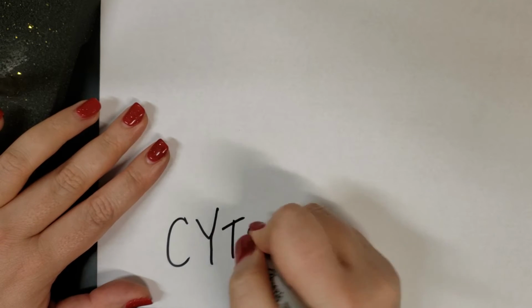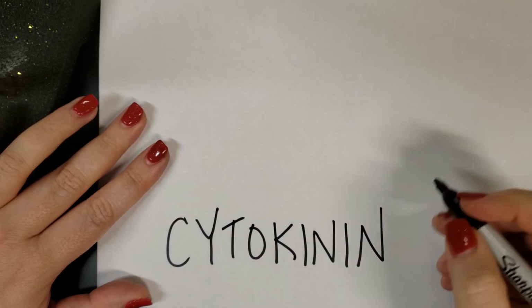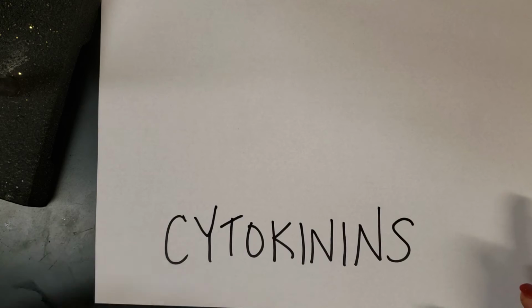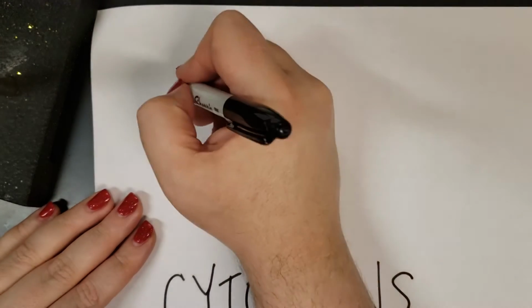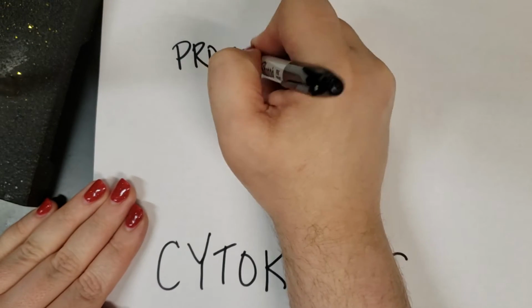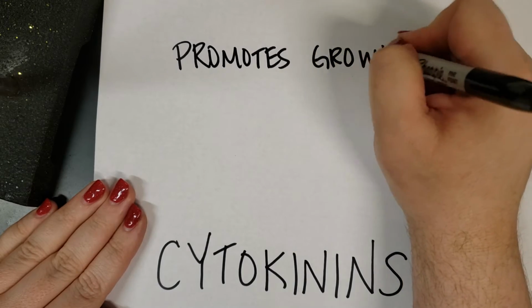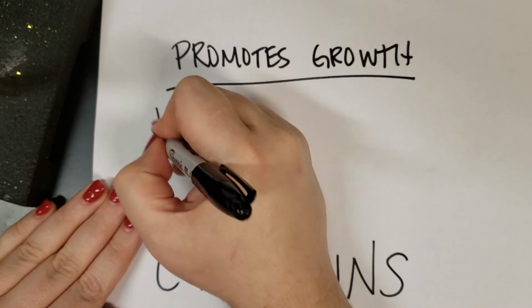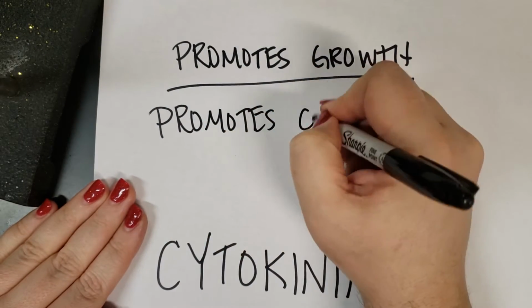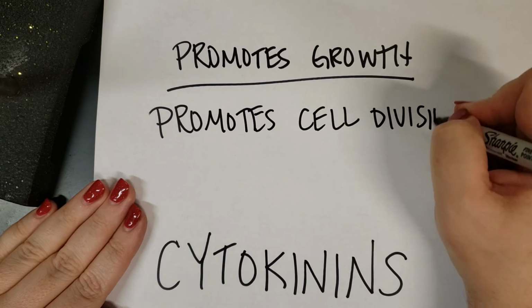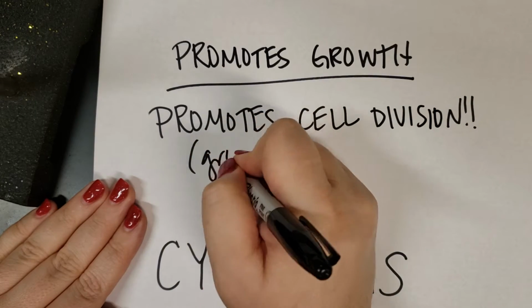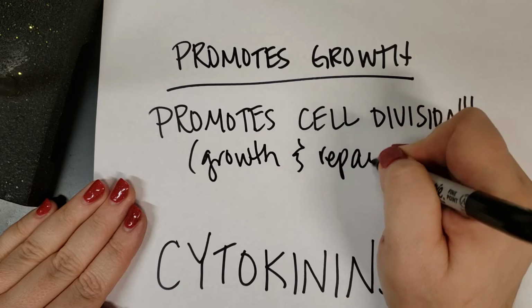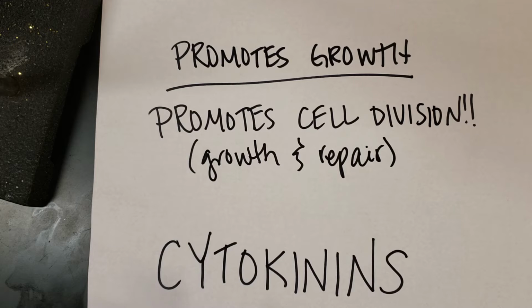Okay. So the next one are the cytokinins, and you should vaguely be like, that word looks like another word that I know, which is cytokinesis, and you would be correct. It is very similar to the word cytokinesis. This is one that also promotes growth, and this promotes cell division, which includes cytokinesis. That means it grows, and then it will repair itself if it is damaged.